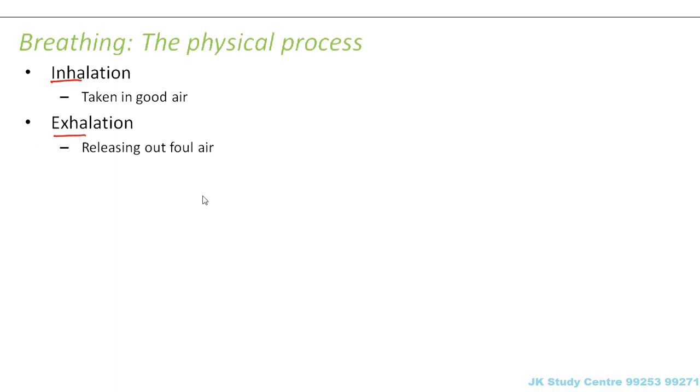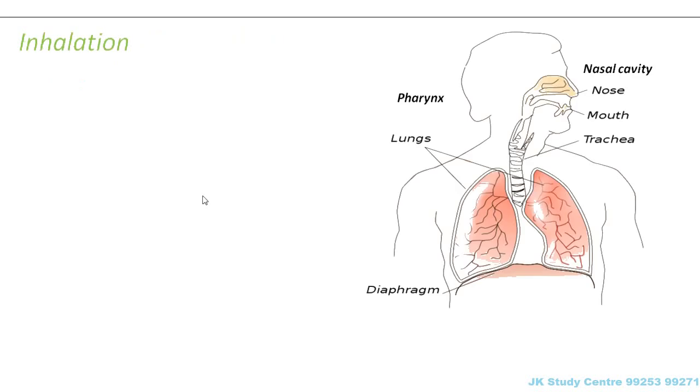Why is it bad air? Because this air contains more carbon dioxide, and carbon dioxide is a byproduct of respiration. Due to the process of respiration, carbon dioxide is produced as a product which is no more needed by the body. So carbon dioxide becomes a waste for the body. So that is why it is said to be the foul air. So inhalation is taking in good air and exhalation is giving out bad air. We will talk about both these processes of inhalation and exhalation, and we will see what happens physically.